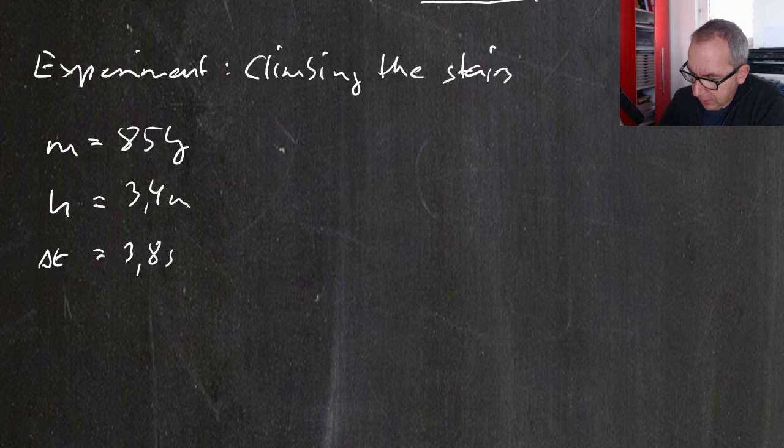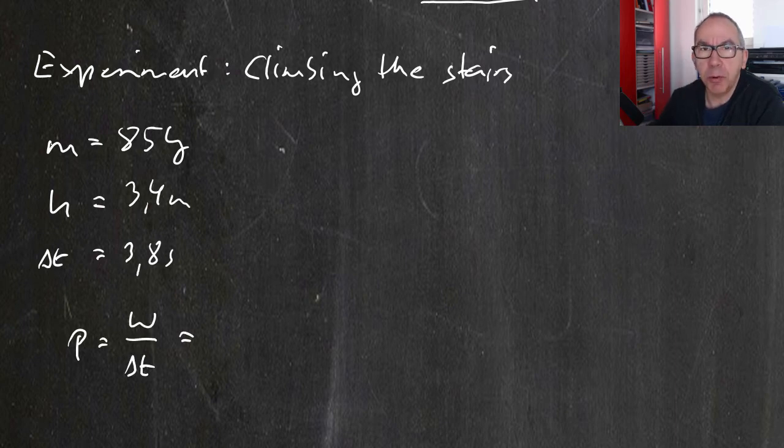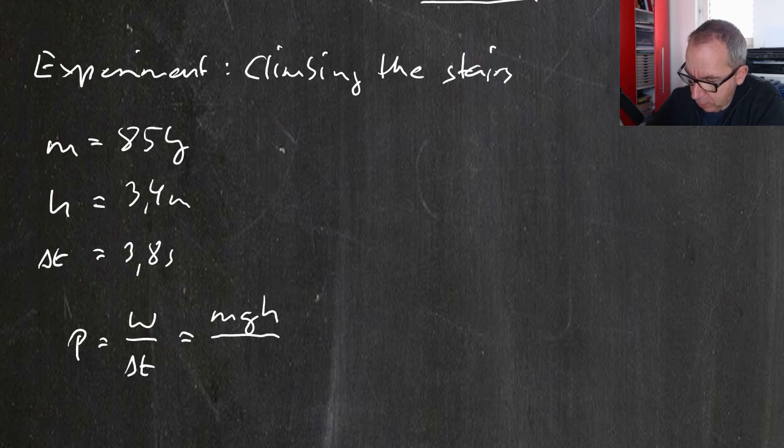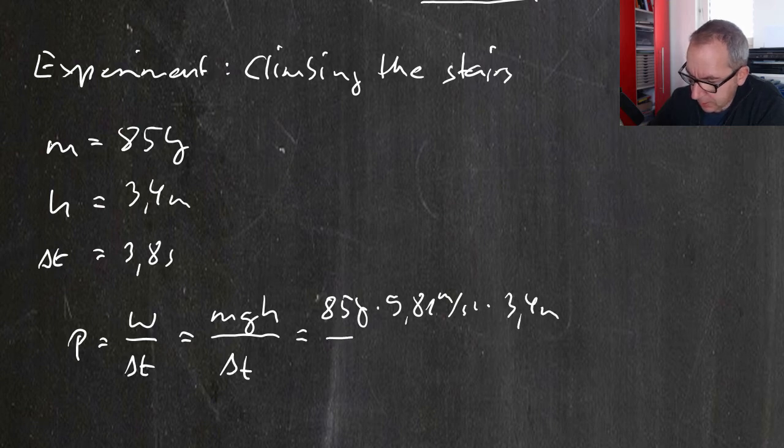So the power that we have is work over time, and the work we do is we lift our body. So it is the mass times g times the height over delta t. So let's put in the numbers. 85 kilograms, 9.81 meter per second squared, 3.4 meters, and 3.8 seconds.